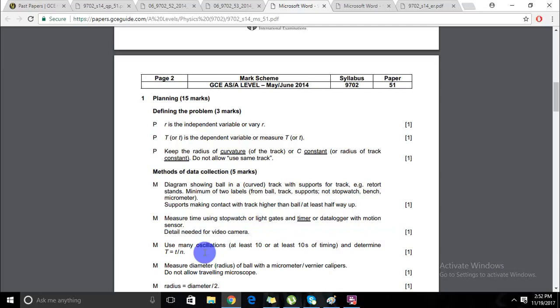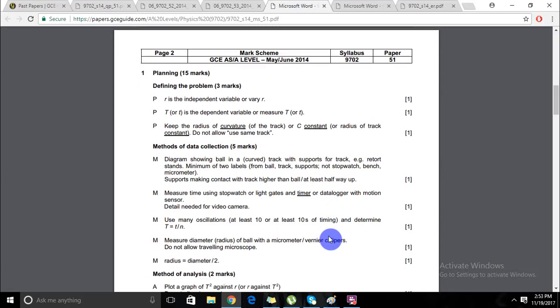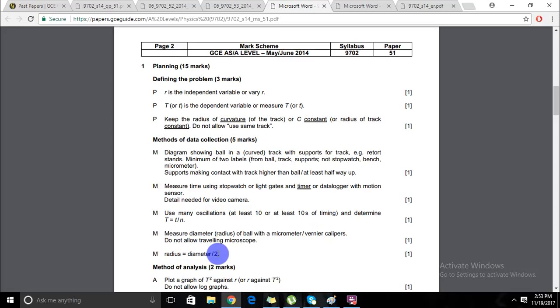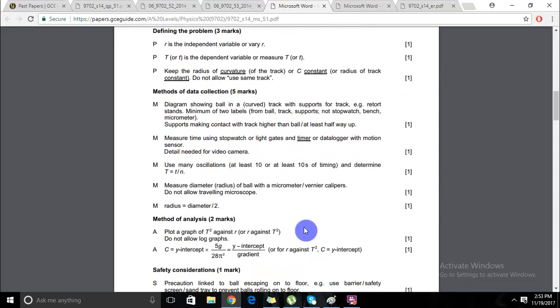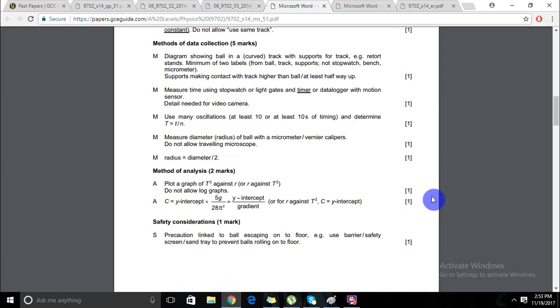And then we have to use many oscillations and measure the diameter with a micrometer screw gauge. Again, radius is diameter over 2. Again, 1, 2, 3, and 4. Plot a graph of t square against r, and c would basically be the y-intercept divided by the gradient. Again, marks. And a precaution linking to the ball escaping onto the floor.